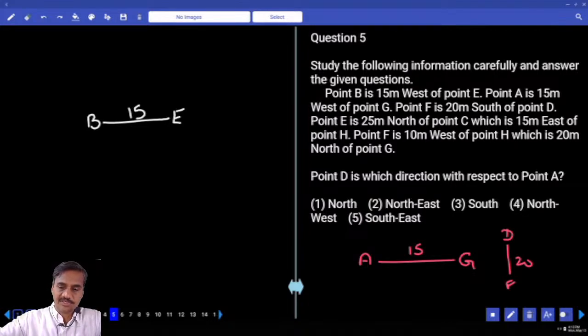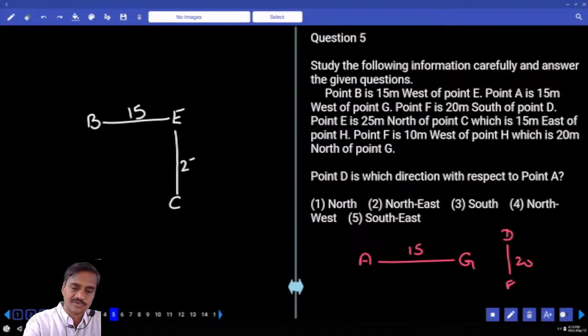E is 25 meters to the north of C. Between C and E, the distance is 25. C, which is 15 meters to the east of H. Now C is 15 meters to the east of H. Isn't it? And east of H, tell me, 15 meters.